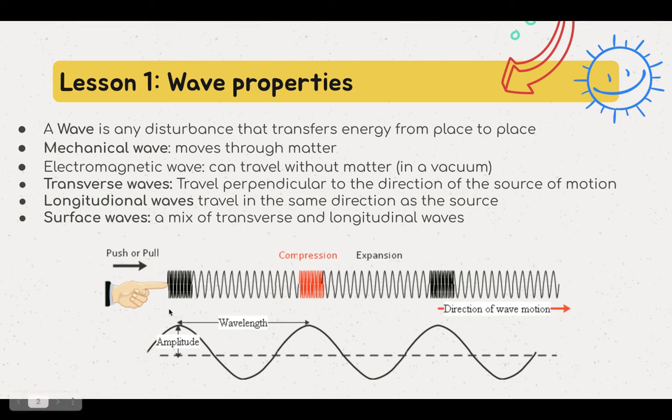And then there's a surface wave. That's just a mix of transverse and longitudinal waves. An example of this is the ocean waves. Okay, and we'll get into that more when we talk about it during lesson 1.